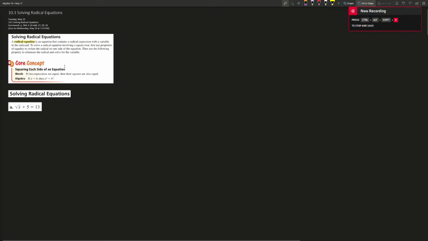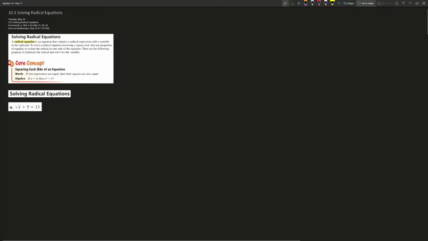Alright, so today we'll be working on 10.3, solving radical equations. A radical equation is an equation that contains a radical expression with a variable in the radicand. To solve a radical equation involving a square root, first use properties of equality to isolate the radical on one side of the equation. Then use the following property to eliminate the radical and solve for the variable.